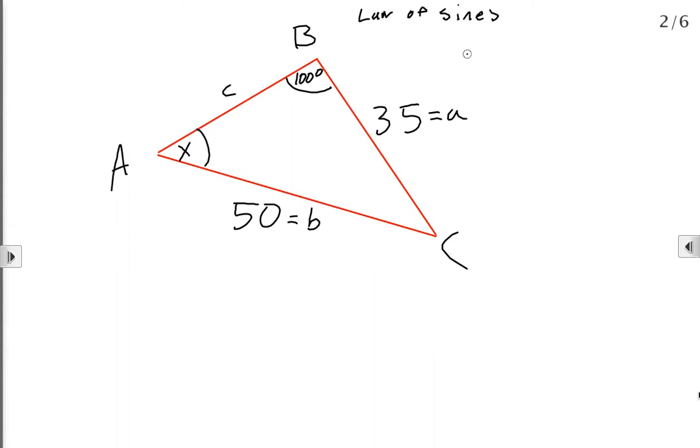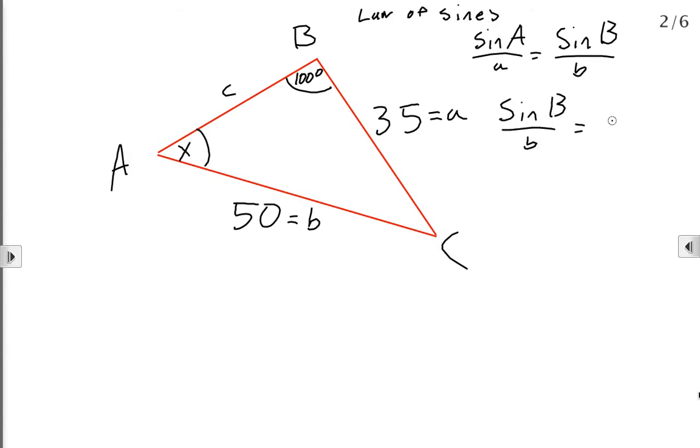So let's just go ahead and write out the law of sines. We know that sine A over little a equals sine B over little b, or sine big B over little b equals sine big C over little c, or lastly sine big C over little c equals sine big A over little a, right? So those are 3 different versions.